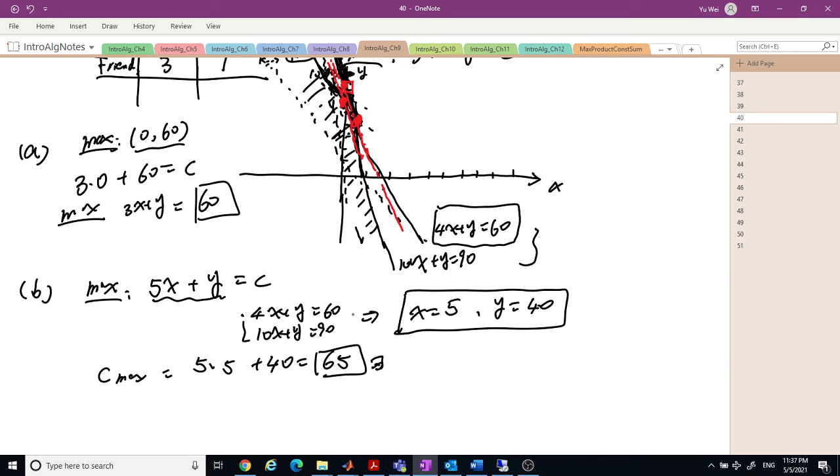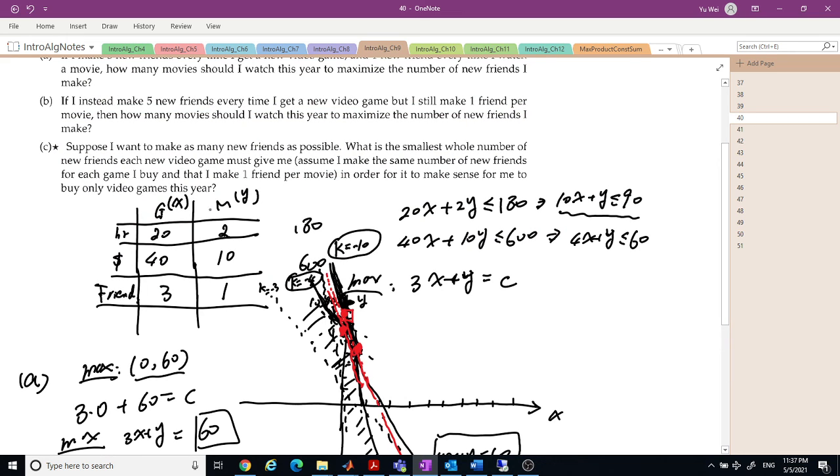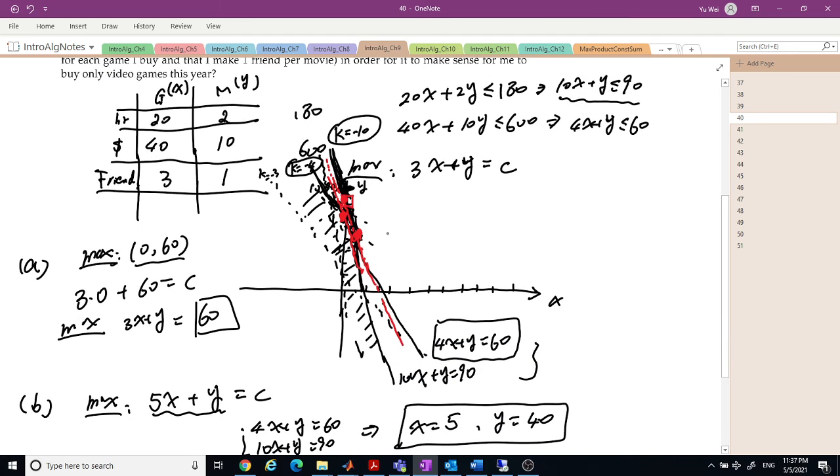Now what's the last problem? Suppose I want to make as many friends as possible, what is the smallest whole number of friends each new video game must give, assuming I make the same number of friends for every video game I buy, in order to make sense for me to buy video games only? It's still the bounded region here, and it's like this.